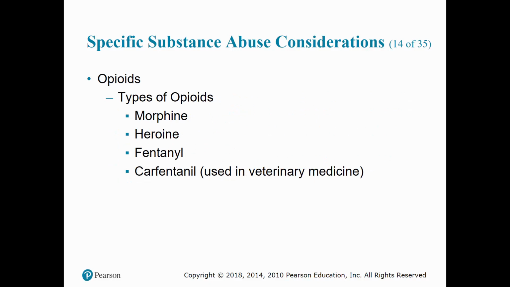There are various types of opioids, such as morphine, fentanyl, and heroin, as well as carfentanil, which is used in veterinary medicine. The first three, morphine, heroin, and fentanyl, are three of the more common ones that we'll see in this area that tend to be abused.